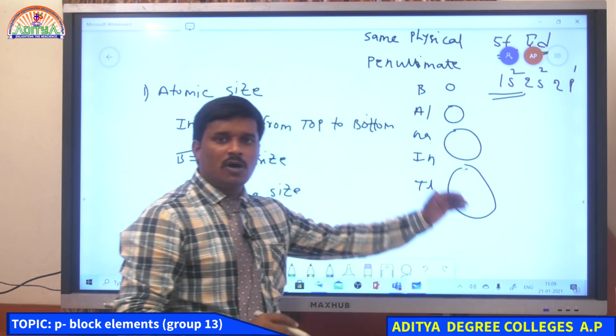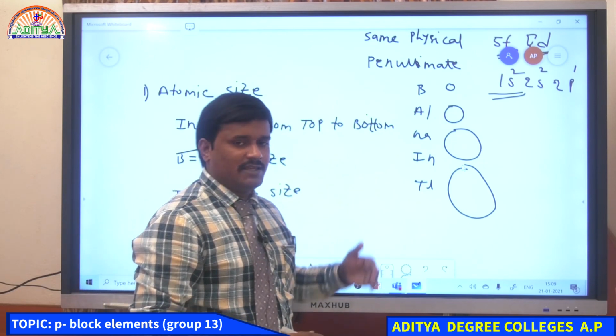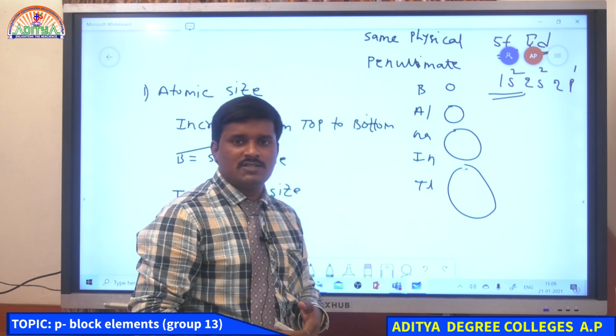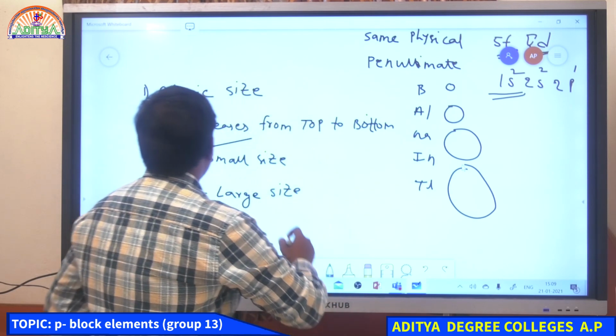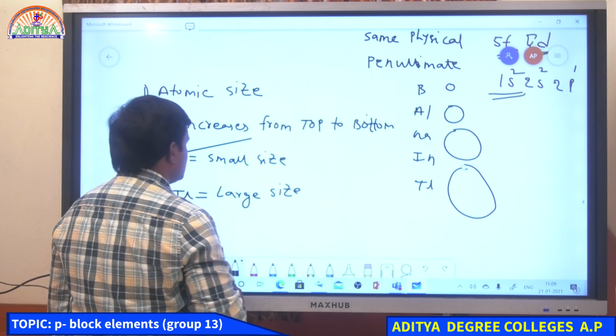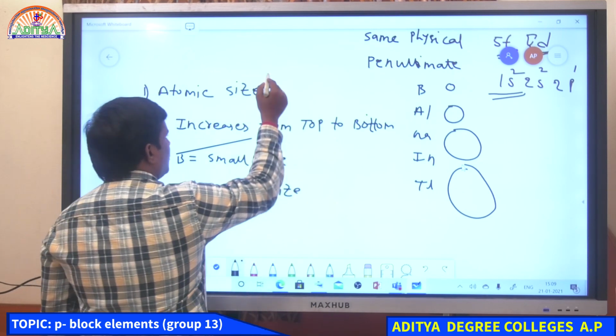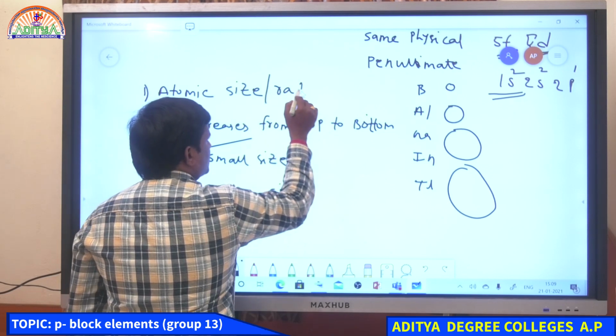So the size of the atom increases from top to bottom. This is small size, and it keeps increasing like this. From top to bottom atomic size increases due to the increase in electron numbers as well as proton numbers. So that is the first property, atomic size, or atomic radius.